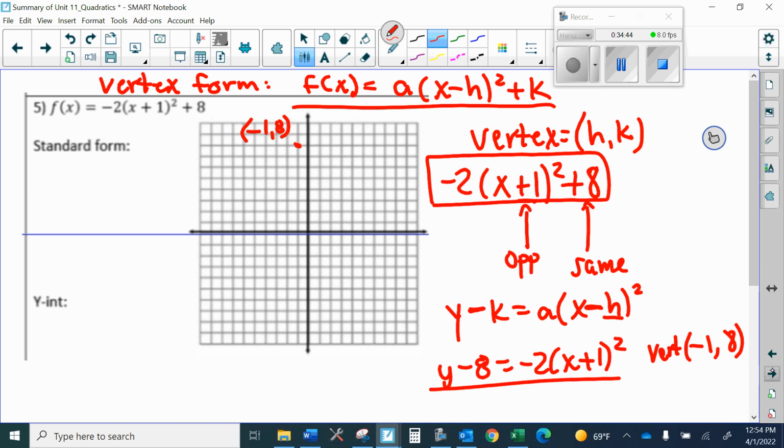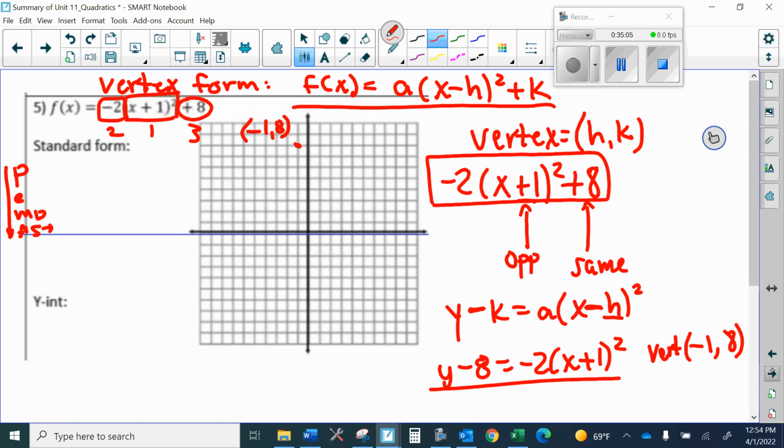I need to know my PEMDAS. Exponents come first, so I have to do this first, then multiplication, and lastly addition. So 1, 2, 3 is my order that I go in. PEMDAS. Okay, you got to know that. Order of operations. So we're going down.